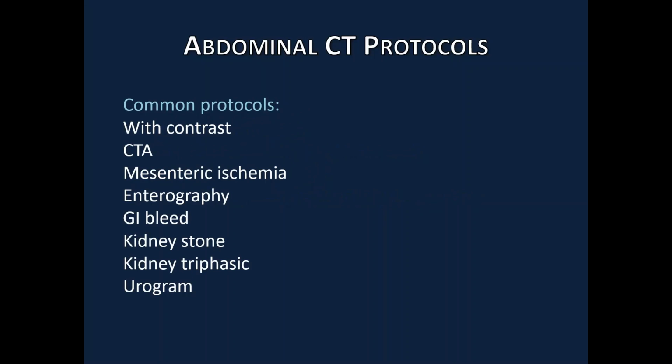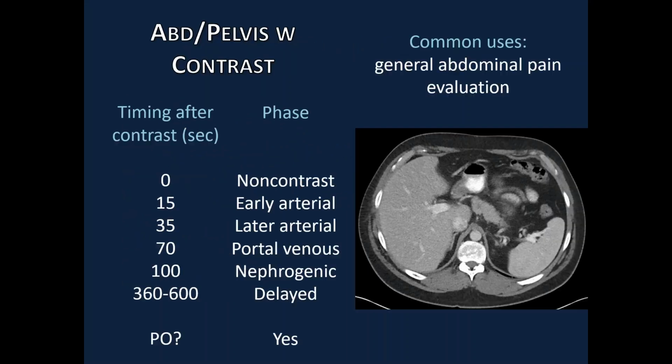Here's some of the commonly ordered protocols that I'll go through today. First is the abdomen and pelvis with contrast. This is probably the most commonly ordered study you'll see. This is done during a portal venous phase of contrast.